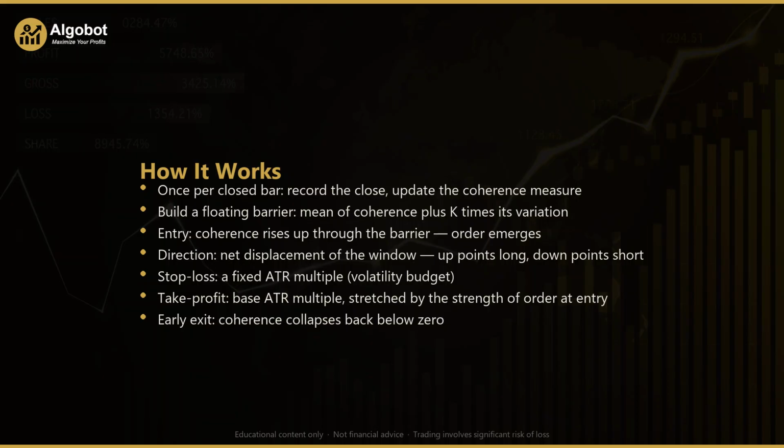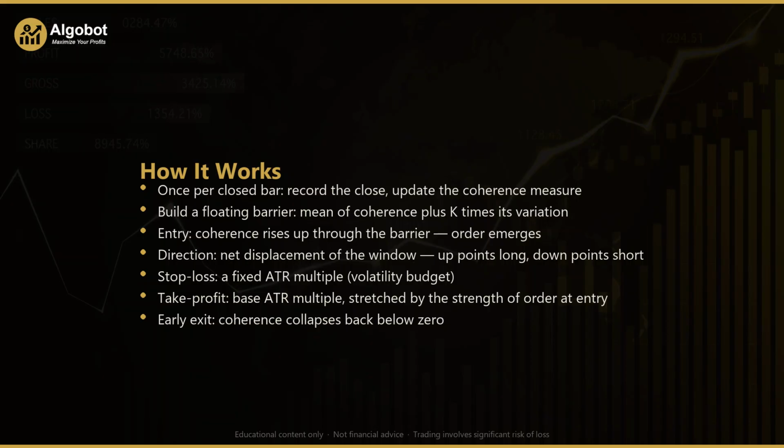Third comes the entry itself. The strategy watches for emergence, the moment coherence was at or below the barrier on the previous bar and has now risen above it. That crossing is the tradable event. To decide direction, it looks at the net displacement of the window. If price finished the window higher than it started, the emerging order points up and the strategy signals a buy. If it finished lower, the order points down and it signals a sell. So the strategy always trades with the newly formed direction, never against it.